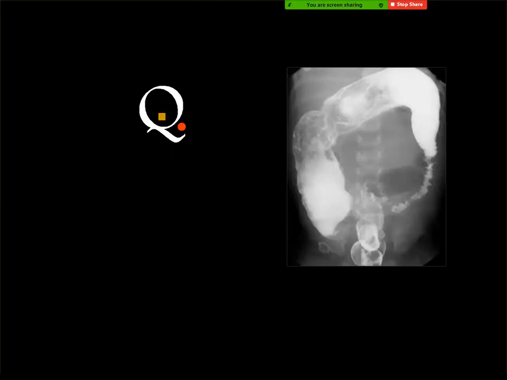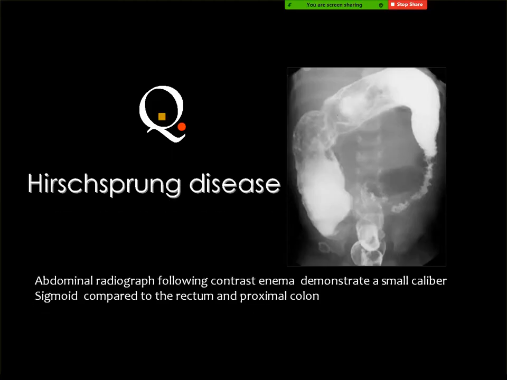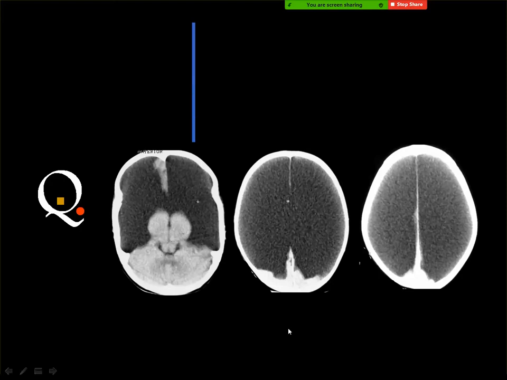Hirschsprung. Yes, and this is Hirschsprung disease, and you have a significant length of aganglionic segment in the sigmoid and distal part of the colon.